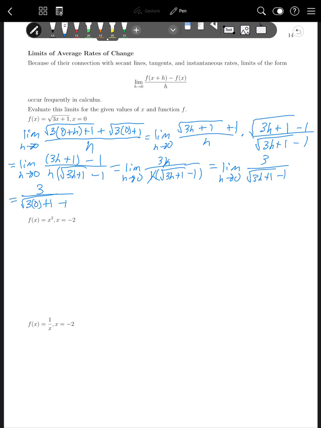Oh, whoops. Sorry. I did something wrong up here that's going to fix what was going to be a problem. These should be minuses, right? Because in the original function, it's a minus. So that should be minus. That should be minus. So these are pluses. And so that does not change the product here. That's still a minus 1. But on the bottom, this is going to be a plus 1, which is good. Okay, so this is 3 over the square root of 1 plus 1, which is 3 over 2.